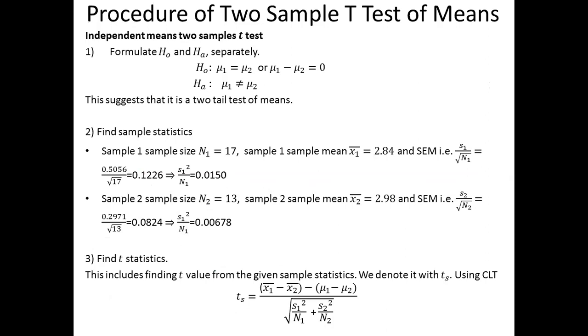In the first step, we formulate our null hypothesis and alternate hypothesis statement. The null hypothesis is a standard statement in a two sample t-test, as it is for any other test. Initially we start our null hypothesis by assuming that there is no difference between the populations, that is mu1 is equal to mu2, or it can also be put this way, that mu1 minus mu2 is equal to 0.